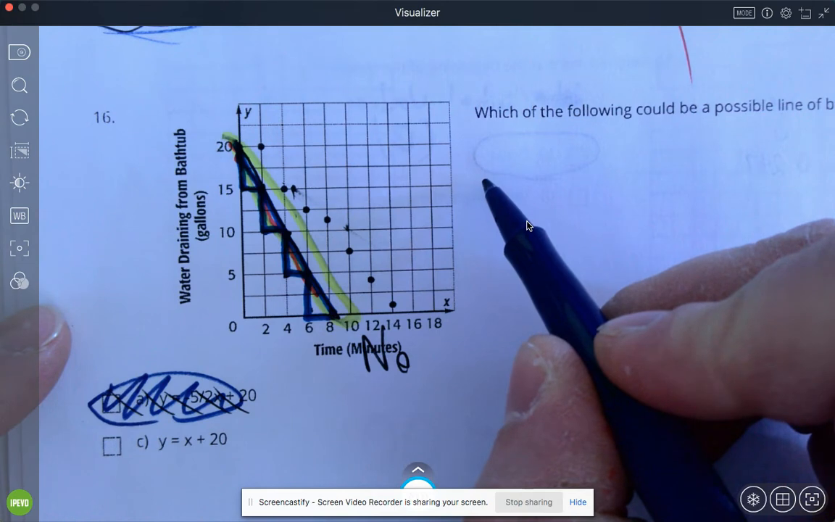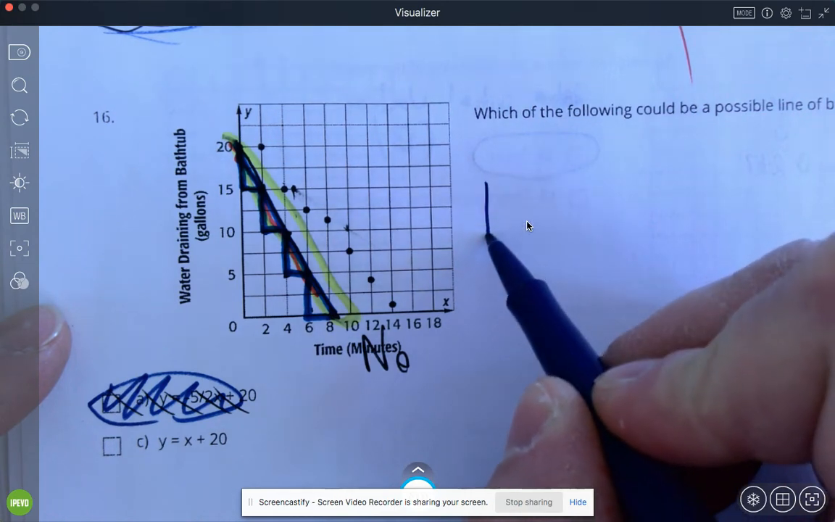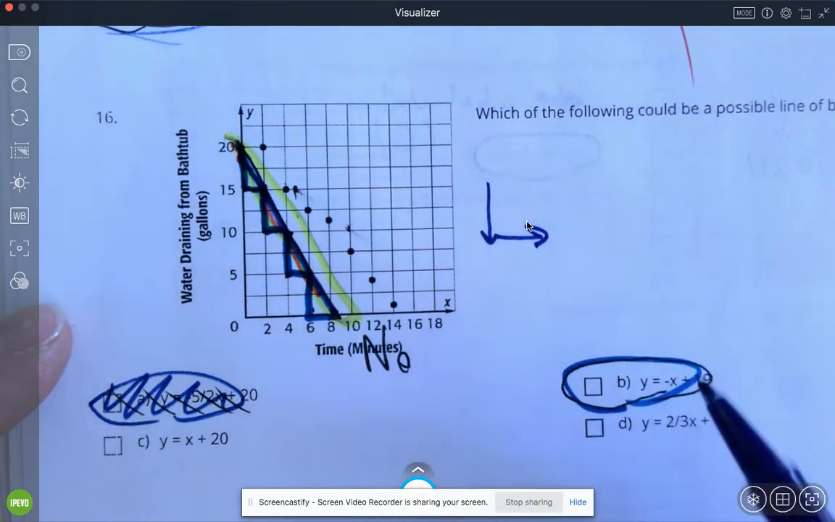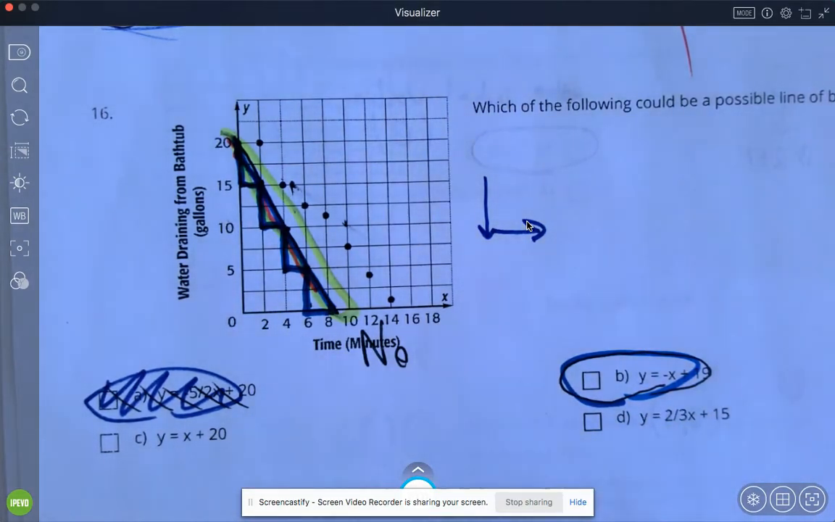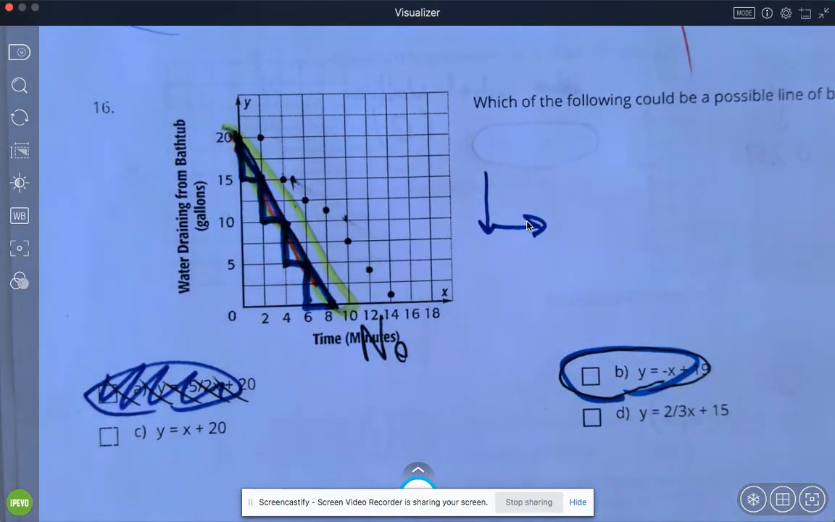When you find your slope, down and to the right, the scales might be different like this, so you're going to have to pay attention. But the starting point will always be right there.